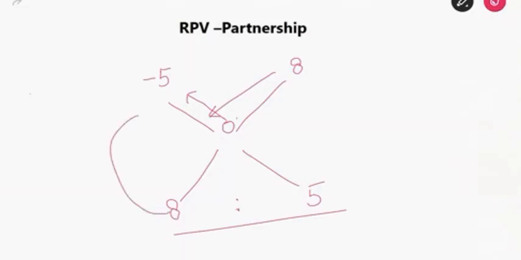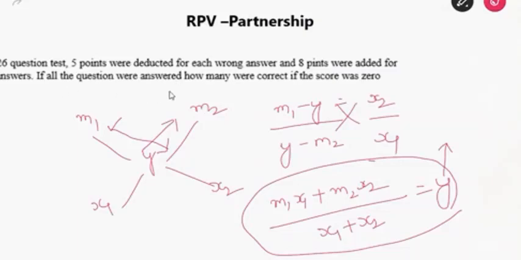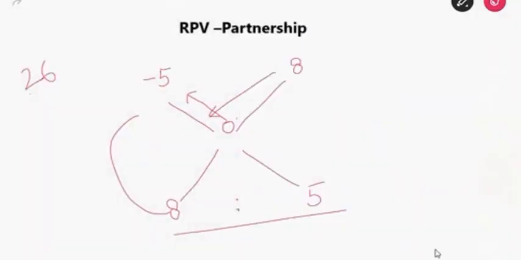Now totally how many questions are there in the paper? 26. Now you are asked to find out which one? If all questions were answered, how many were correct? So you have to find out the correct ones, which is the 5 part. So totally how many parts are there? 8 plus 5, 13 parts. Out of these 13 parts, 5 parts are correct questions.